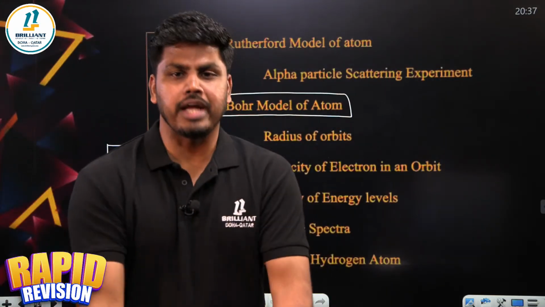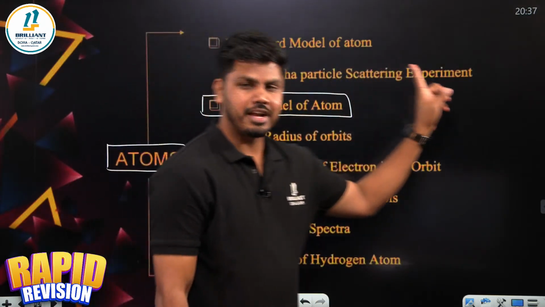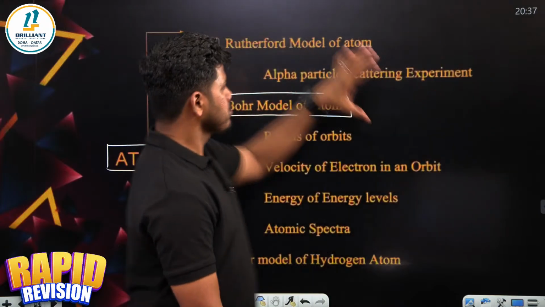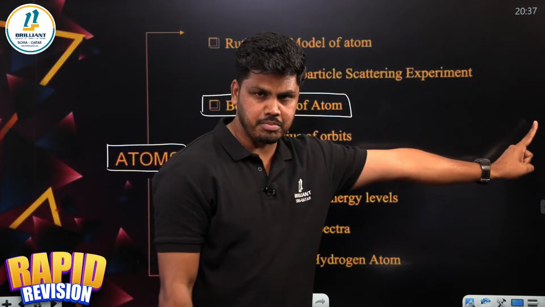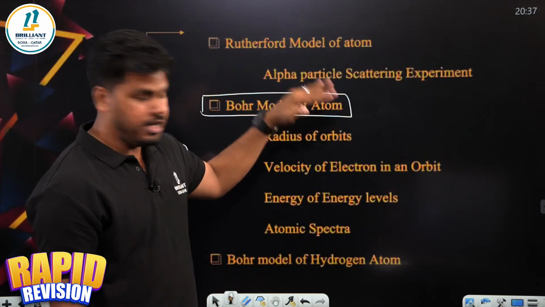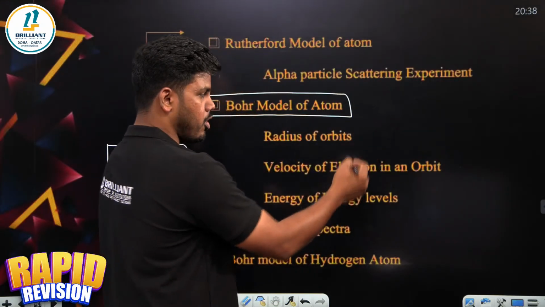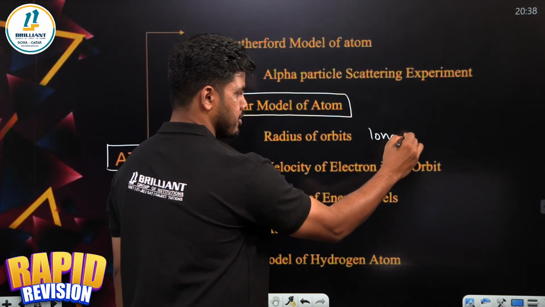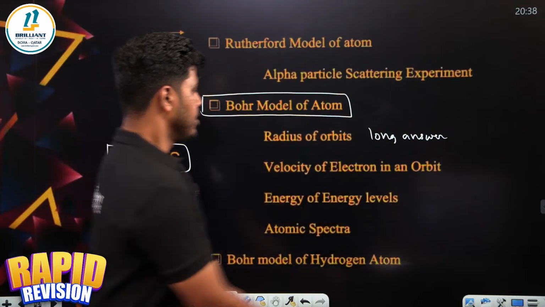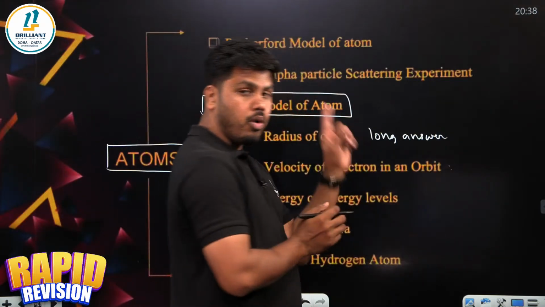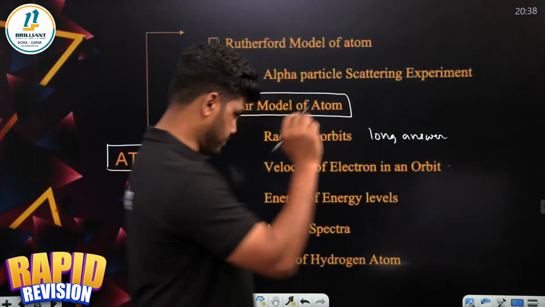To reach the Bohr atom model only, we introduced the Rutherford atom model. Alpha particle scattering experiment, we know, right? We have 1 or 2 points or parameters to remember from the Rutherford experiment, then the Bohr atom model. In the Bohr atom model, we will derive the expression for the radius of the orbit. This is possible for a long answer question, derivation of the orbit, and the velocity of the electron in an orbit using Bohr postulates.